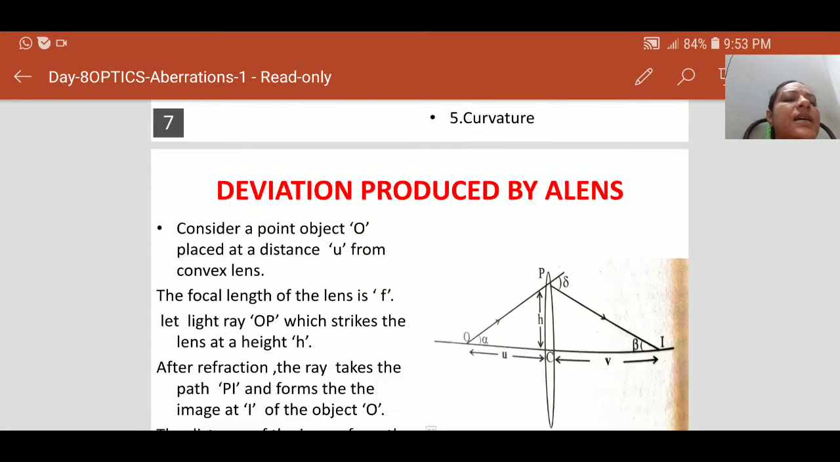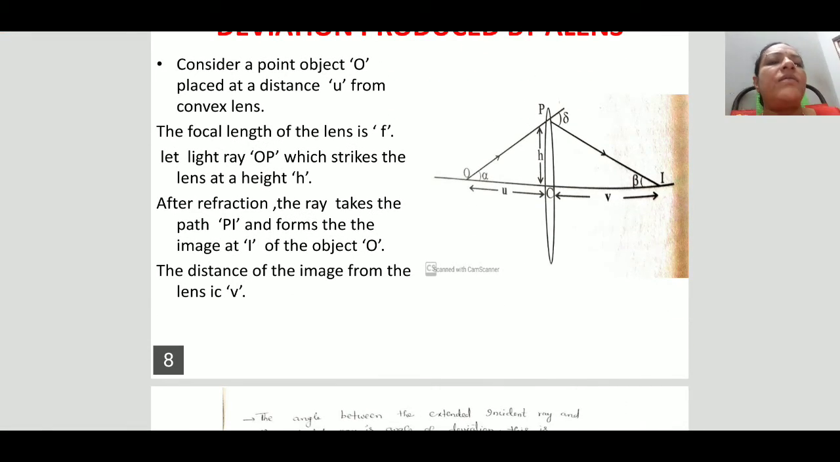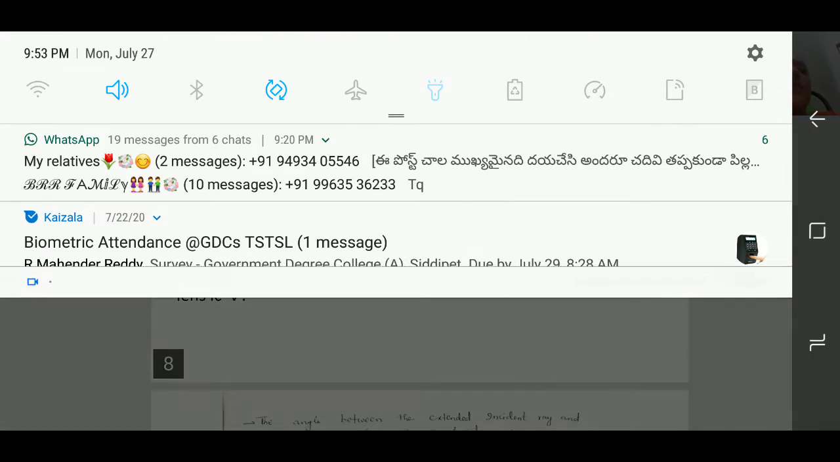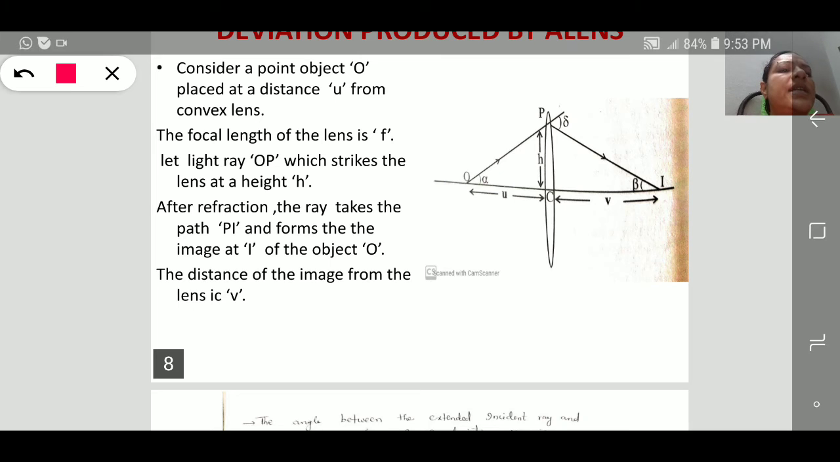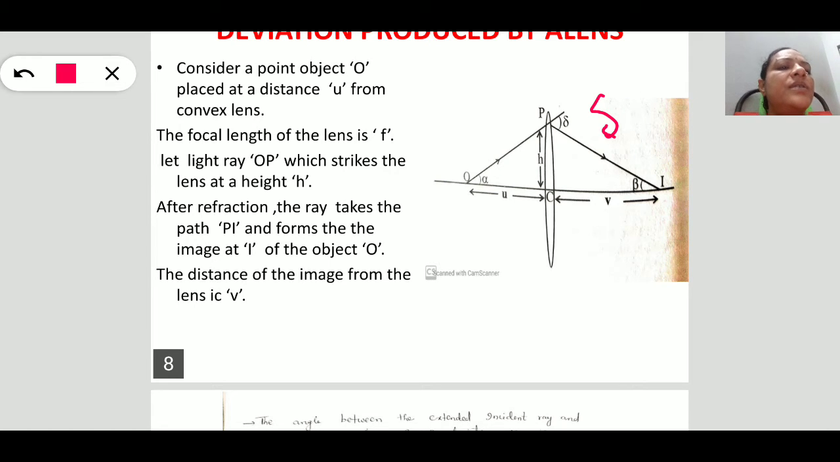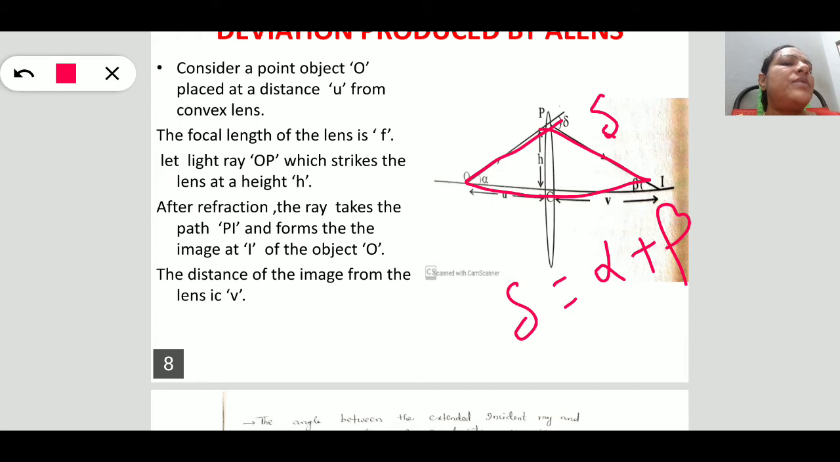See here, this is the delta, where this is delta 1. See here, this is delta. Delta must be equal to the sum of interior angles, this is alpha plus beta. If we consider this as a triangle, the exterior angle must be equal to the sum of the interior angles. Delta is equal to alpha plus beta.